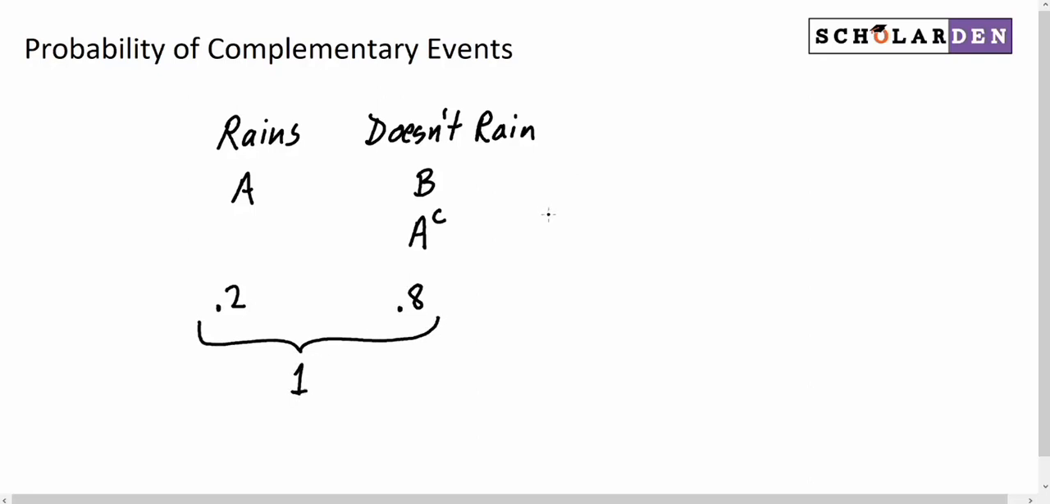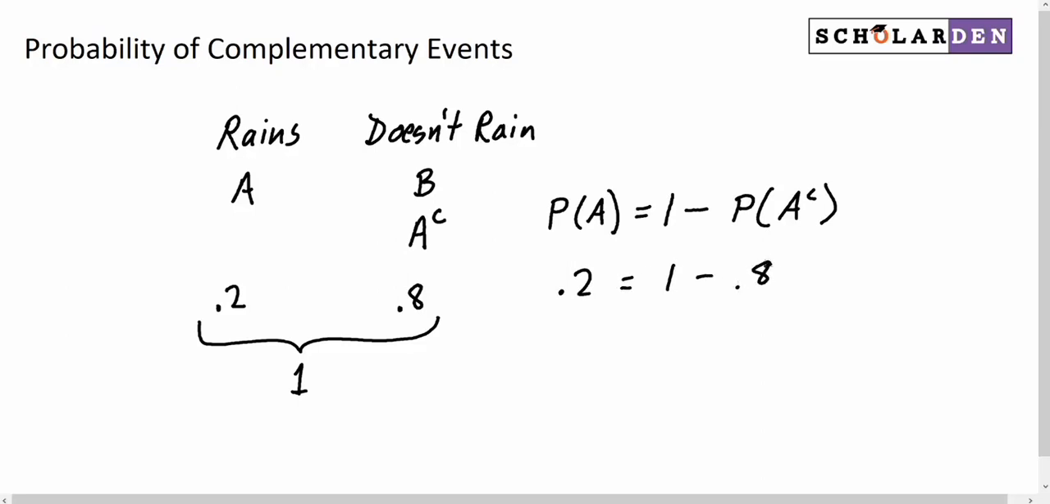So this leads us to say that the probability of A is equal to 1 minus the probability of the complement of A. Right? In this case, 0.2 equals 1 minus 0.8. Now we could also say that the probability of the complement of A is 1 minus the probability of A. That also works. Let's talk about complementary events in another context.